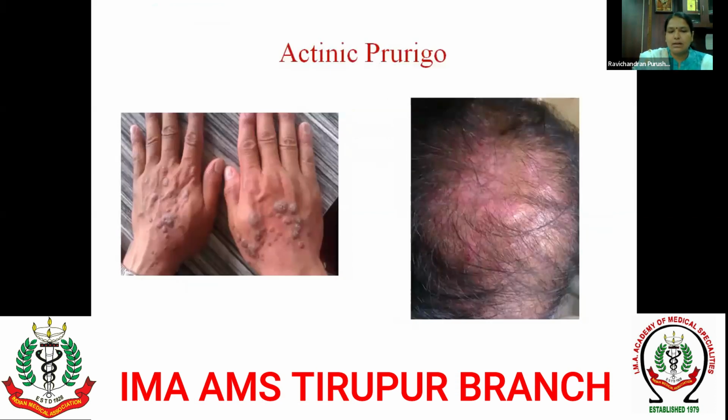Then we come across the term actinic prurigo. Here the patient has an androgenetic pattern of hair loss. Since the hair density is very low, this site is more exposed to sun, and the same individual has lesions over the extremities. Here the patient will have persistent itching, and it will be very severe when compared with other types of photodermatosis. The important thing is the continuous itching.